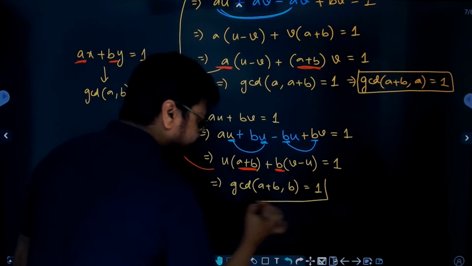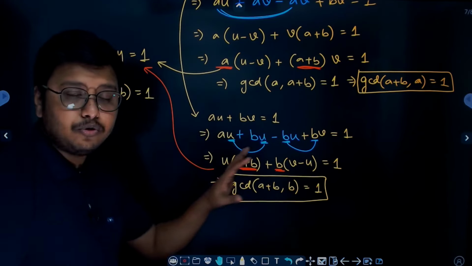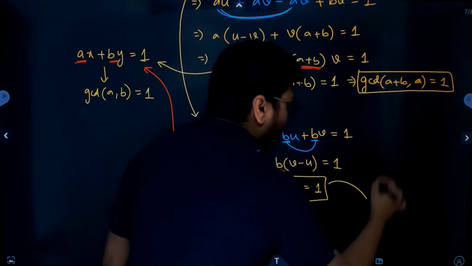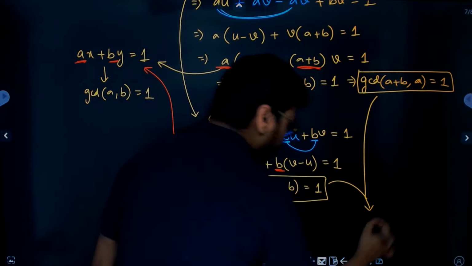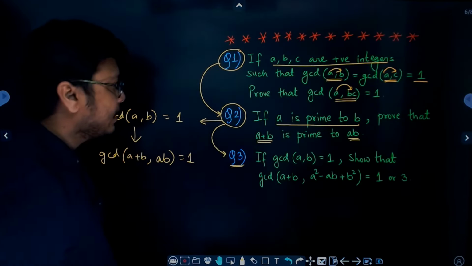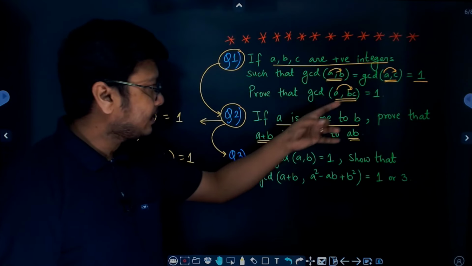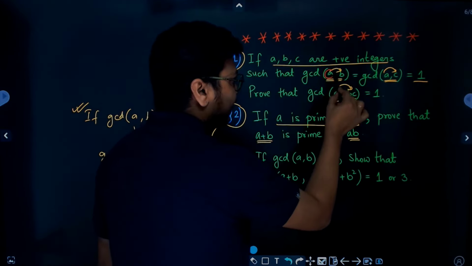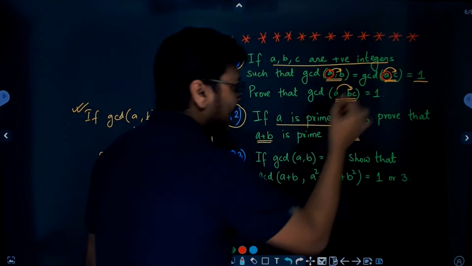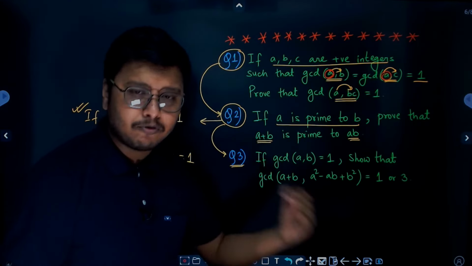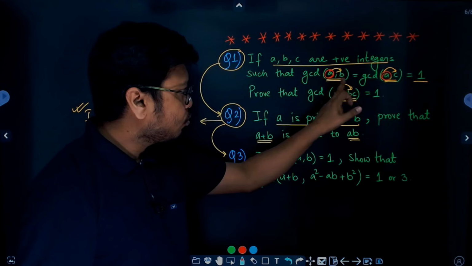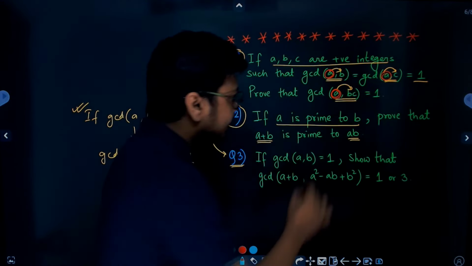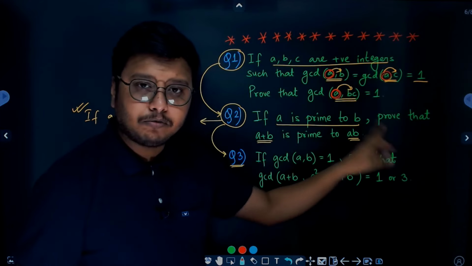Now see, I'm going to use the result that I have got in question number 1. Remember, what was the result I got in question number 1? I'll go back to that slide. In question number 1, I had got that if the same term, here the term was a, is relatively prime to two different numbers b and c, then that same number is again relatively prime to the product of those two numbers.